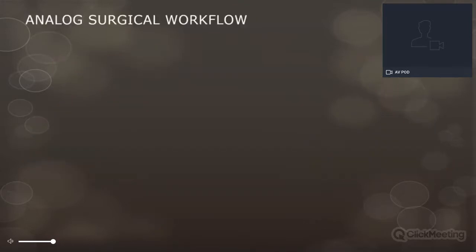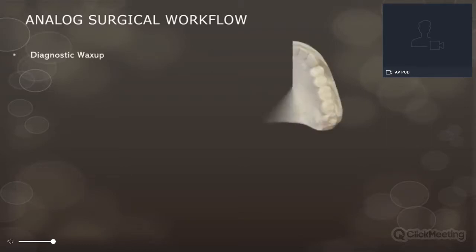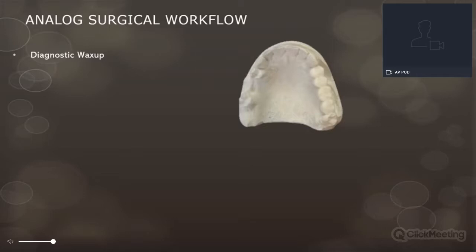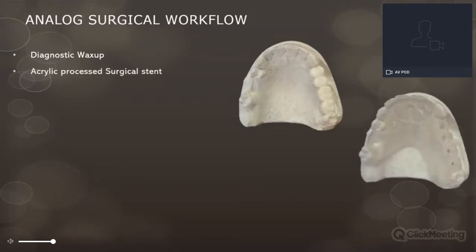When we consider an analog surgical workflow, we really have to start at treatment planning. And treatment planning involves getting a diagnostic wax up by the laboratory of the proposed prosthetic envelope of where the teeth need to be in proper function and to give us an aesthetic result. From the diagnostic wax up provided by the lab, they would normally prepare an acrylic process surgical stent, which really acts as a guide for placing the implants roughly within the prosthetic envelope to give us the desired outcome that we've planned from the beginning.